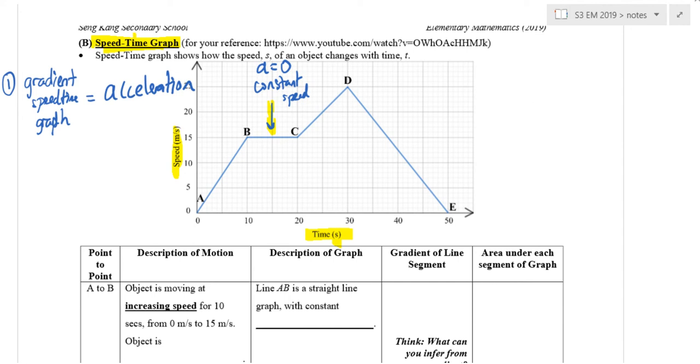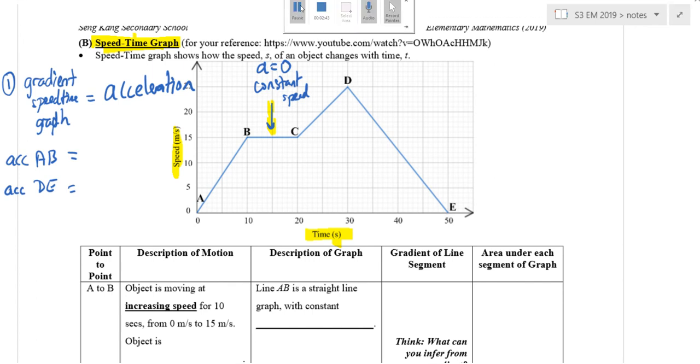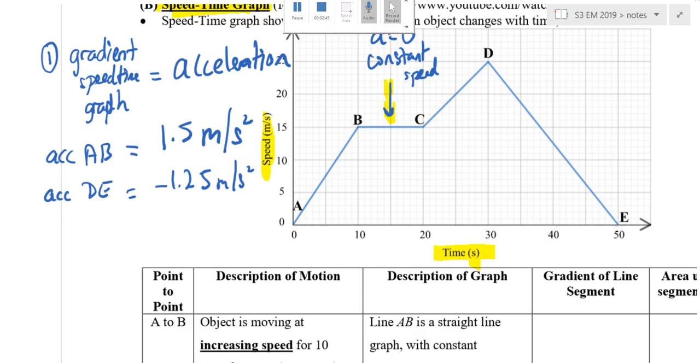Now, can you calculate the acceleration of AB? Can you calculate the acceleration of DE? I paused the video here. DE. Look up. Everyone look up, please.